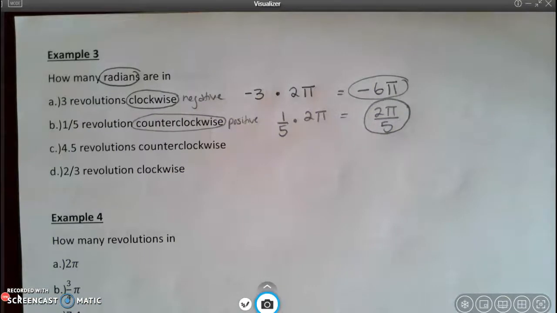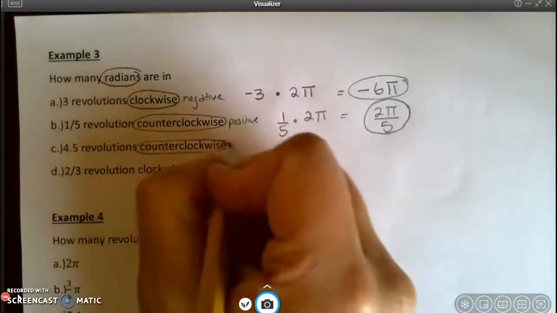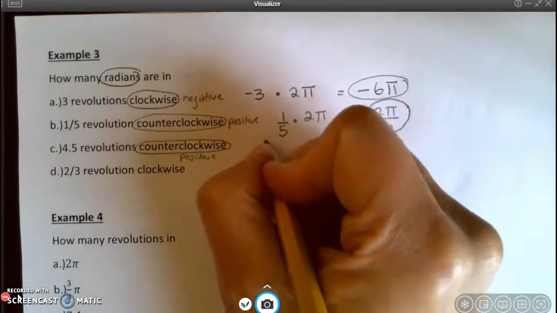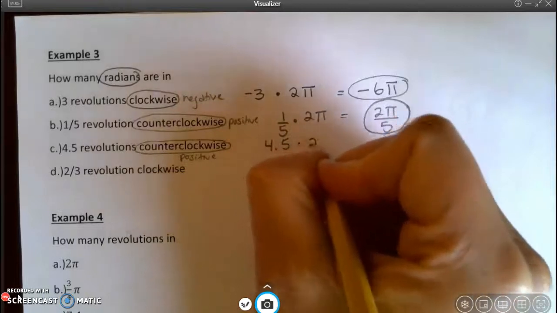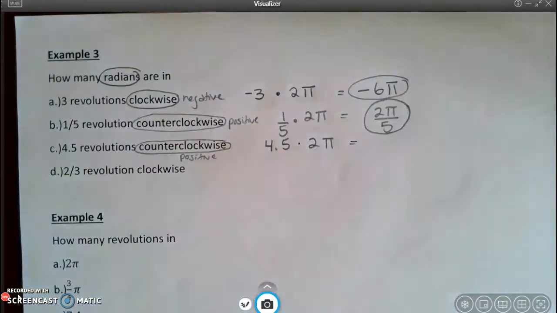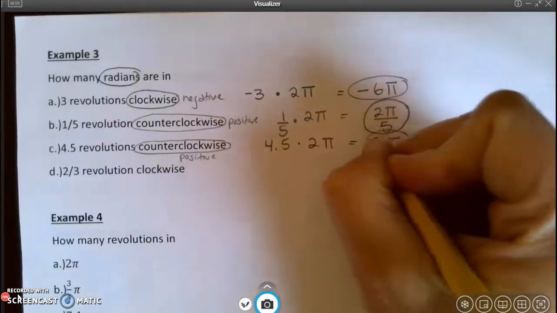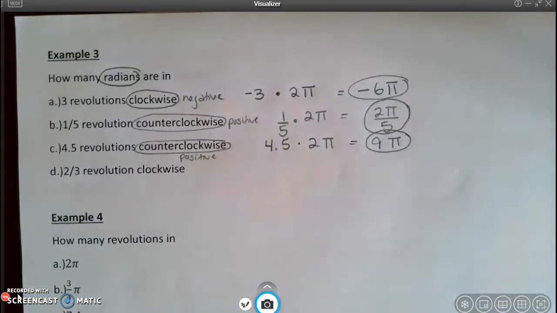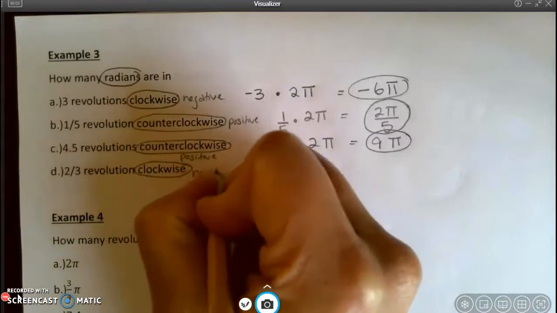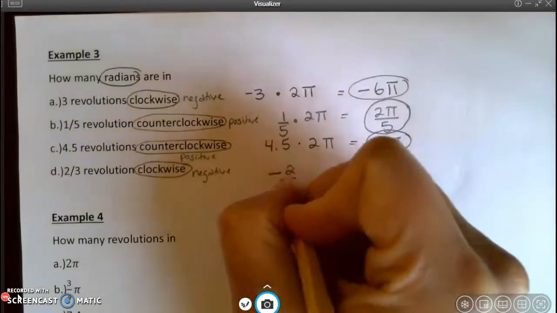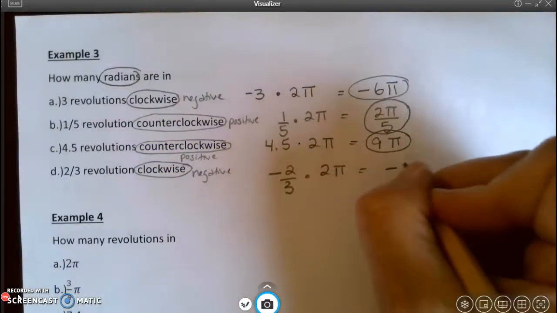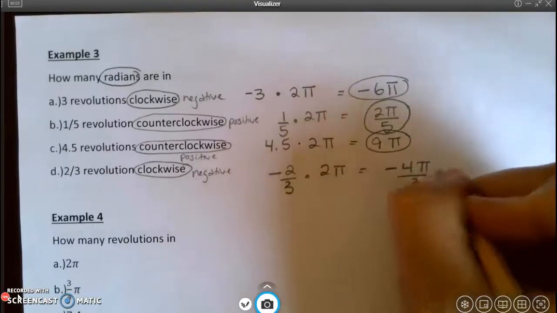4.5 revolutions counterclockwise. Once again, I'm positive. So I have positive 4.5 times 2 pi is going to give me 9 pi. And 2/3 of a revolution clockwise, gotta remember that this is negative. I have negative 2/3 times 2 pi gives me negative 4 pi over 3.